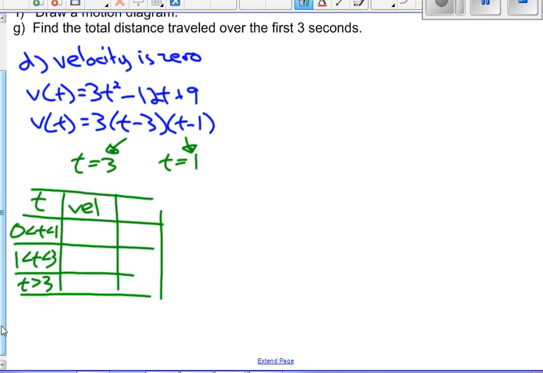So let's see. If I put in, say, a number between 0 and 1, if I put in 0.5, then velocity is going to be 3 times a negative times a negative. It'll give me a positive, which means that the motion is to the right. If I put in the number 2, I'll end up with 3 times 1 times negative 1. I'll end up with a negative, which means we're moving left. And if I put in 1,000,000, well, I'll get positive, and we'll be moving right again.